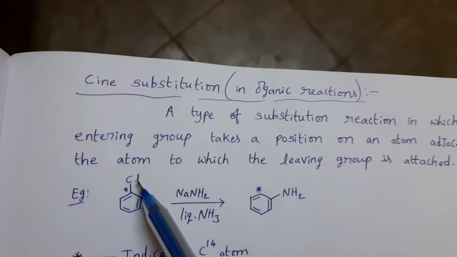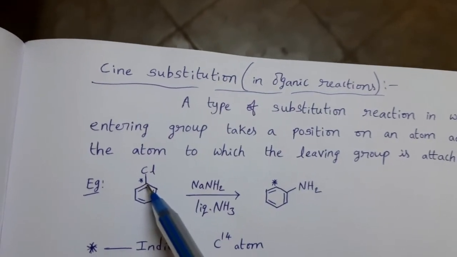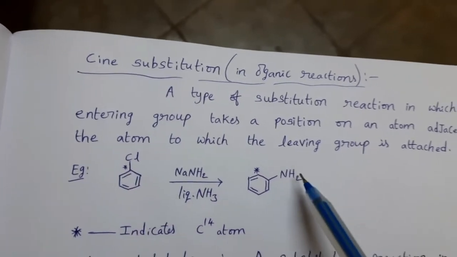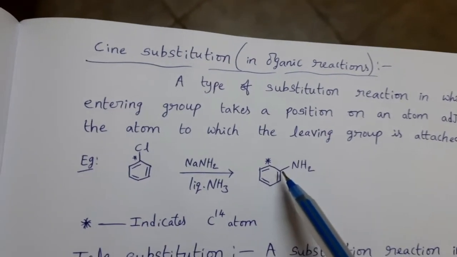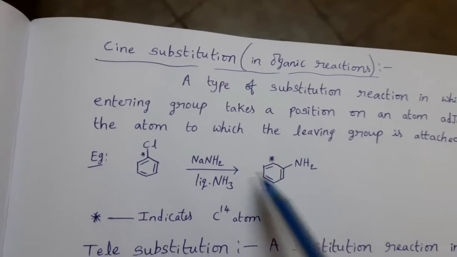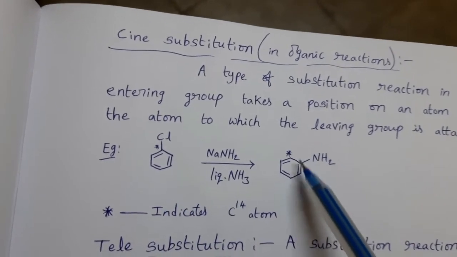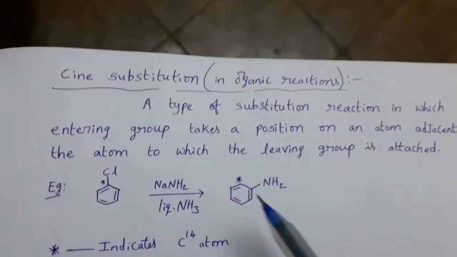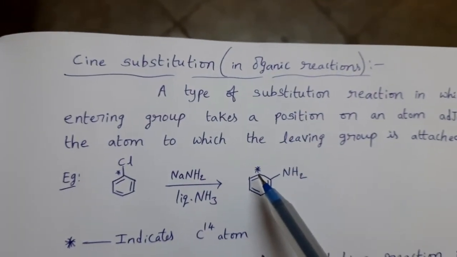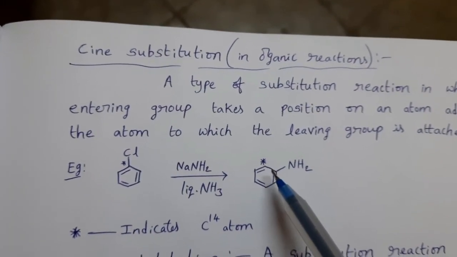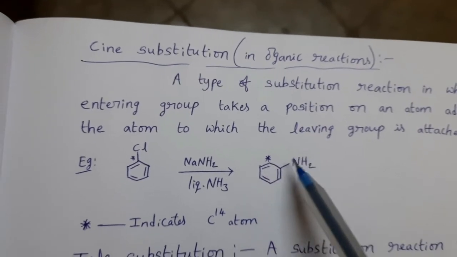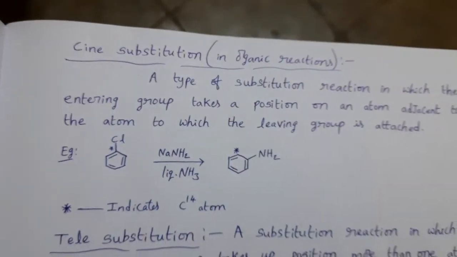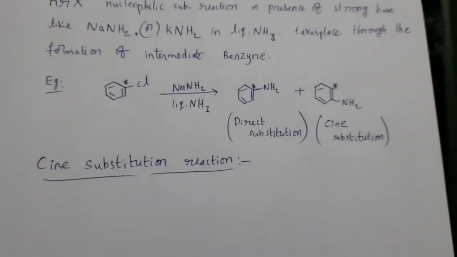See here, chlorine is attached at this position. This carbon is an isotopic carbon, that's why it is represented by a star mark. But here the NH2 group is attached to the atom adjacent to this one. This atom is adjacent to this group. Actually, in normal substitution reaction, this NH2 is attached at this position. But here it is attached at the adjacent atom of this carbon. So this type of substitution reaction is called cine substitution reaction. Now here also the same thing.